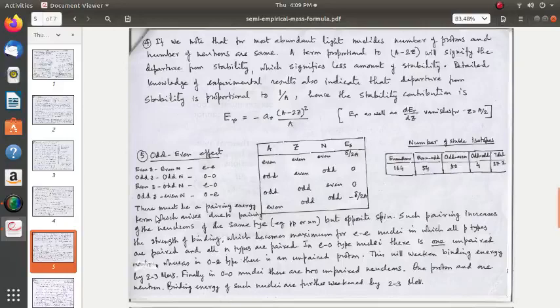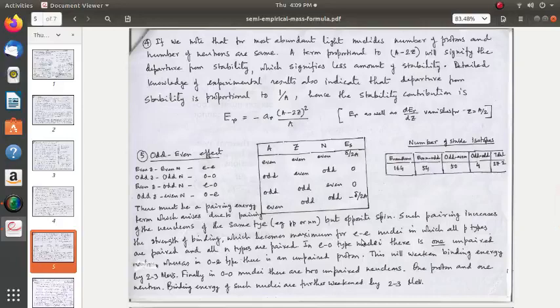So this comes from a pairing energy. There must be a pairing energy term which arises due to pairing of nucleons of the same type, let us say 2 protons or 2 neutrons, but with opposite spin. Such pairing increases the strength of binding energy, which becomes maximum for even nuclei.